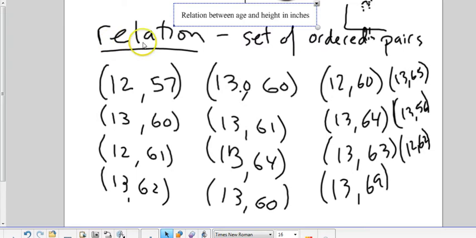Again, a relation is a set of ordered pairs. I asked this last year or the year before: we talked about your age and what your height is in inches. I polled one class of students, and this is the data we got. It's a set of ordered pairs. The first number is the age of the student. The second number is how tall they are. So this first student would be 12 years old and 4'9", 57 inches. 60 inches would be 5 feet tall. Then 13 years old.